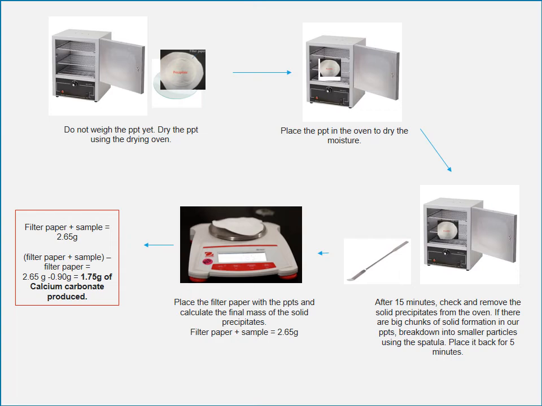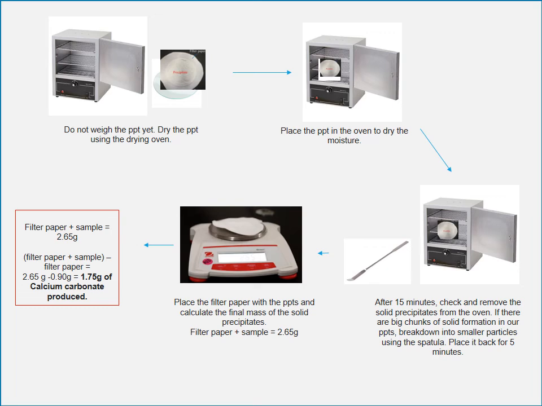Okay, after 15 minutes, check and remove the solid precipitates from the oven. If there are big chunks of solid formation in our precipitates, break them down into smaller particles using the spatula. Place it back for about 5 minutes. Why do we have to separate the big chunks of our solid precipitates? Because it means that there is moisture present in our chunks. So we have to separate it using our spatula, and then place it back for about 5 minutes to completely evaporate the moisture present in our precipitates.